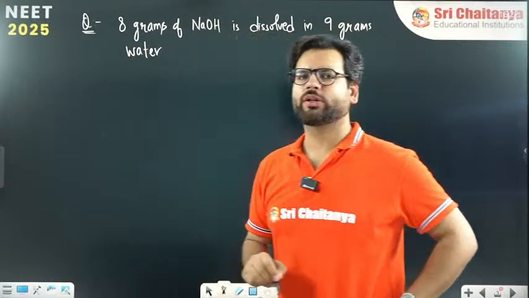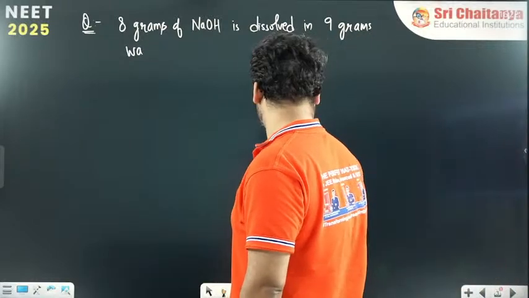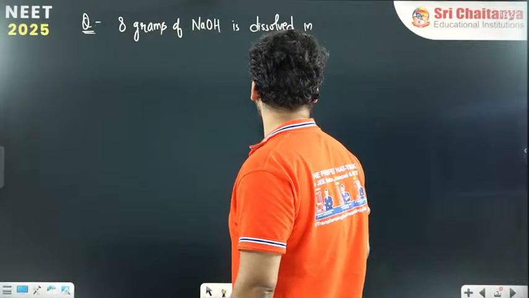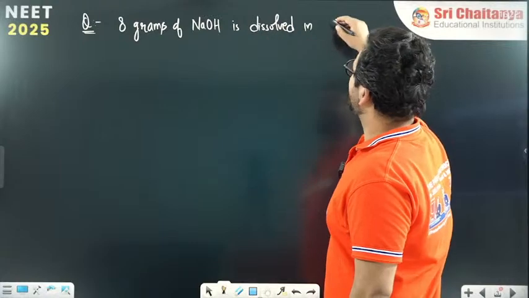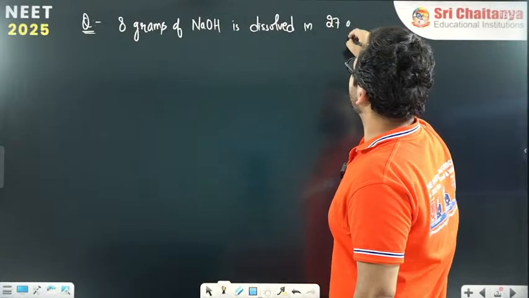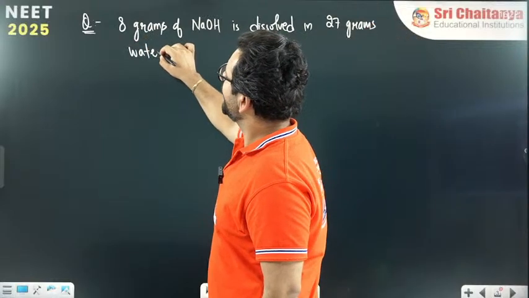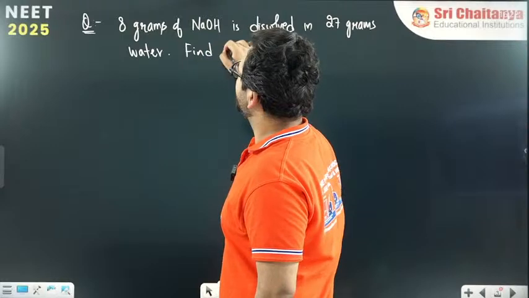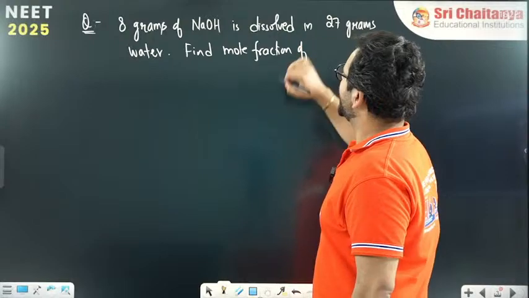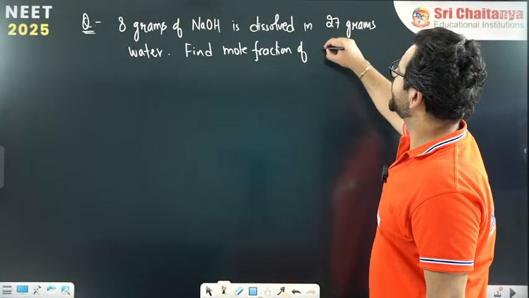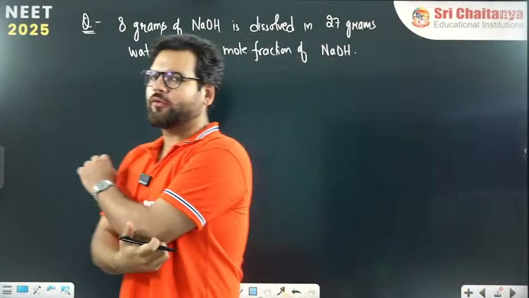8 grams NaOH dissolved in 27 grams water. Find the mole fraction of NaOH.